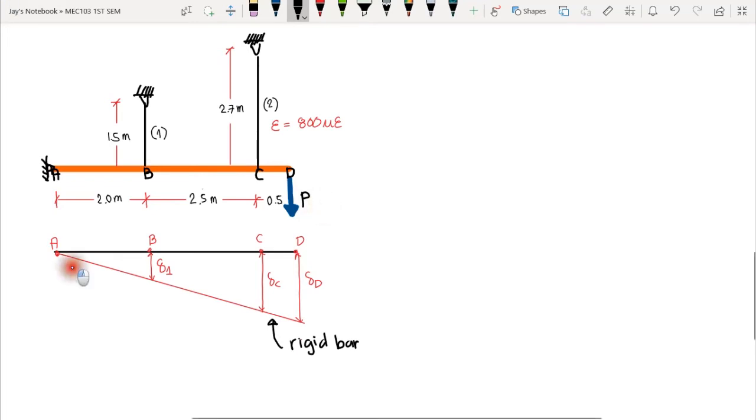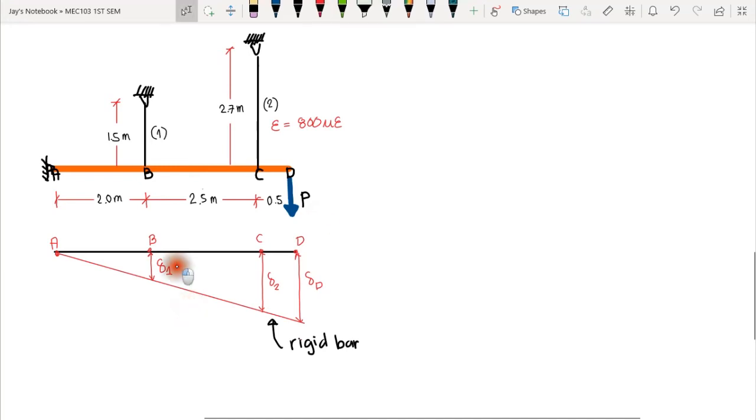Now, this red line here is our rigid bar. This would be the deformation of bar 1, this would be the deformation of bar 2, and this is the movement of our point D. Now, take note, I drew it exaggeratedly para ma-imagine nyo lang kung ano ba yung deformation ng ating rigid bar once we apply the load. So this is an exaggeration. If we put a load P again, this would be the deformation diagram.